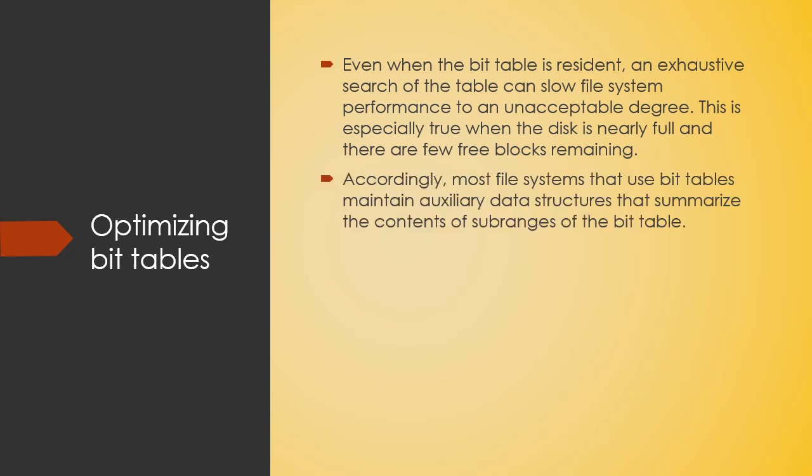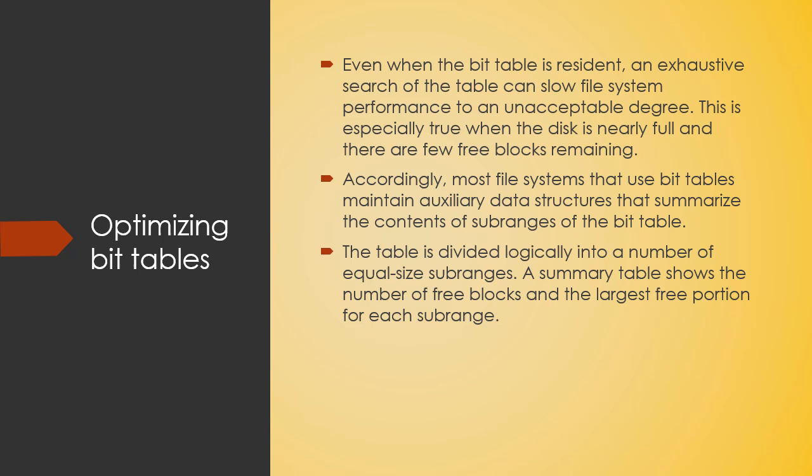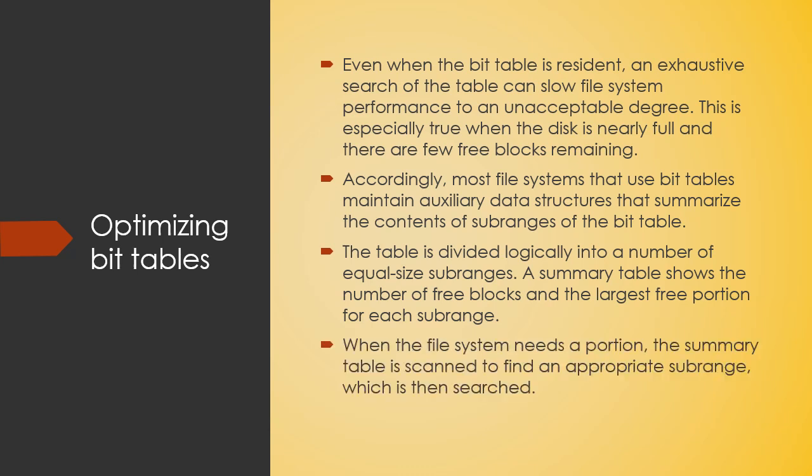Accordingly, most file systems that use bit tables maintain auxiliary data structures that summarize the contents of subranges of the bit table. The table is divided logically into a number of equal size subranges. A summary table shows the number of free blocks and the largest free portion for each subrange. When the file system needs a portion, the summary table is scanned to find an appropriate subrange, which is then searched.